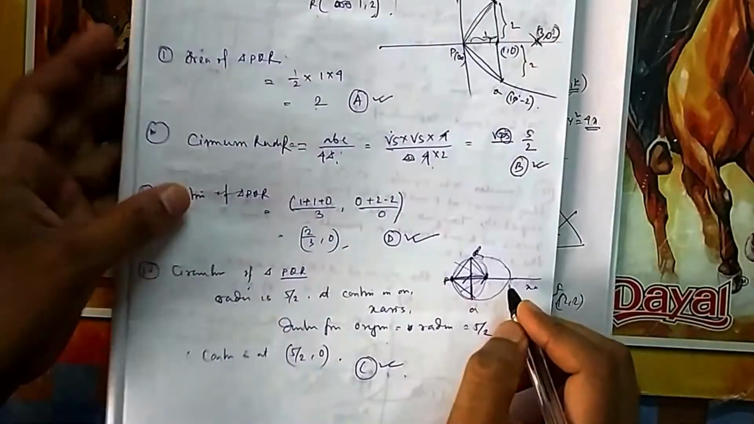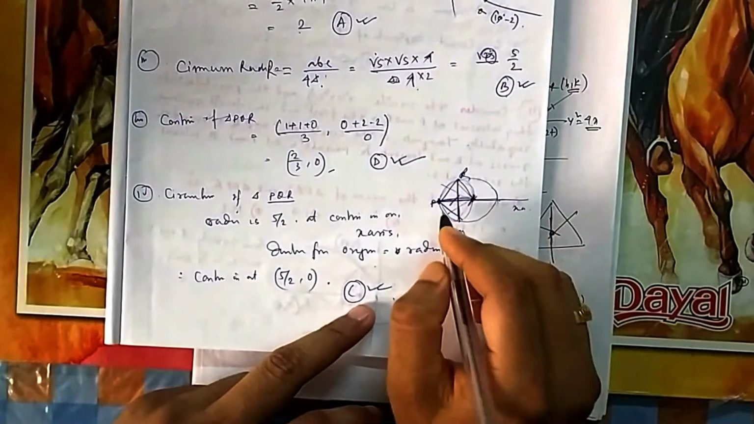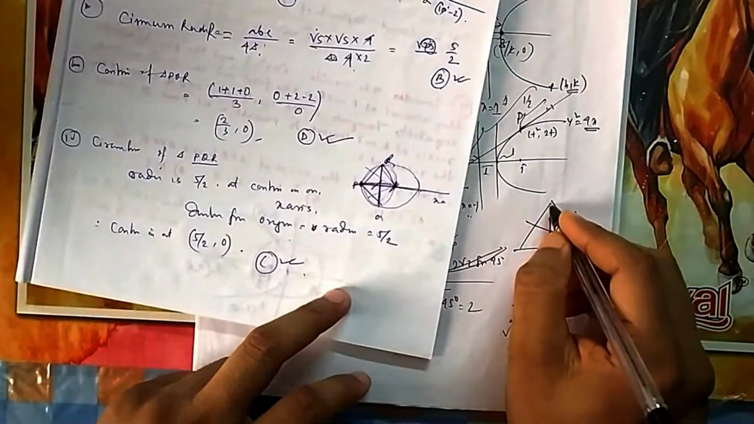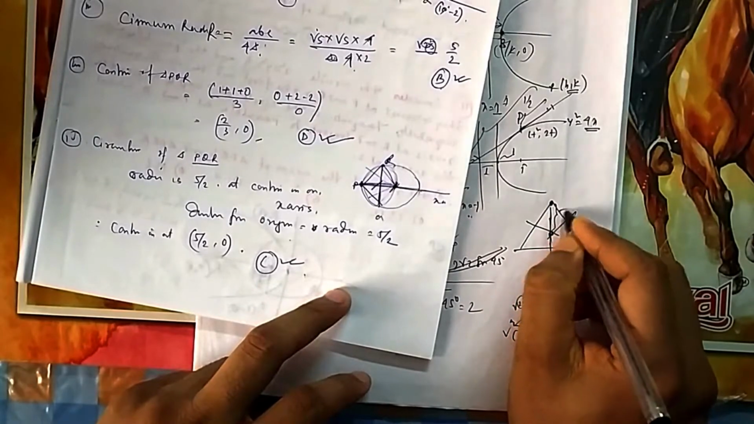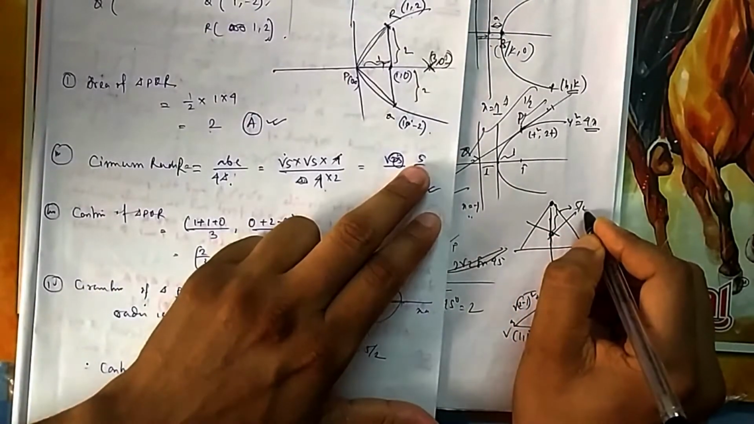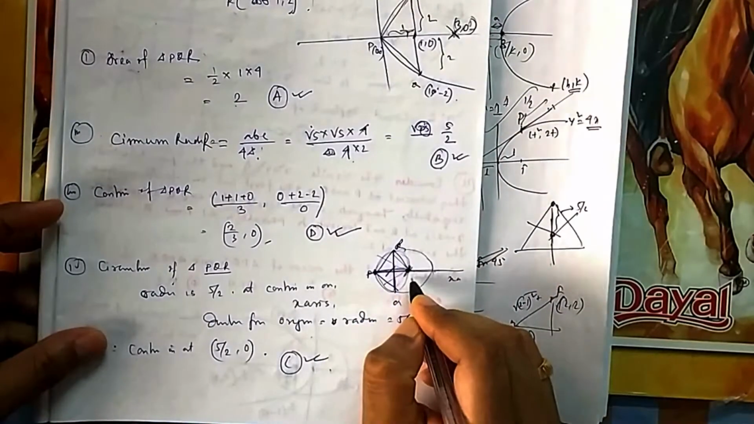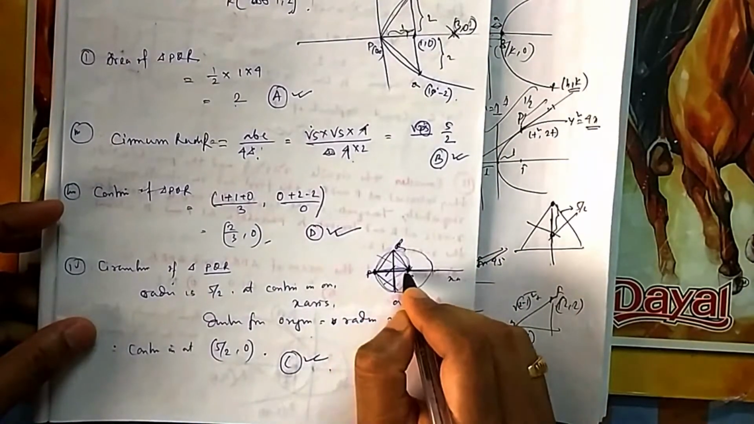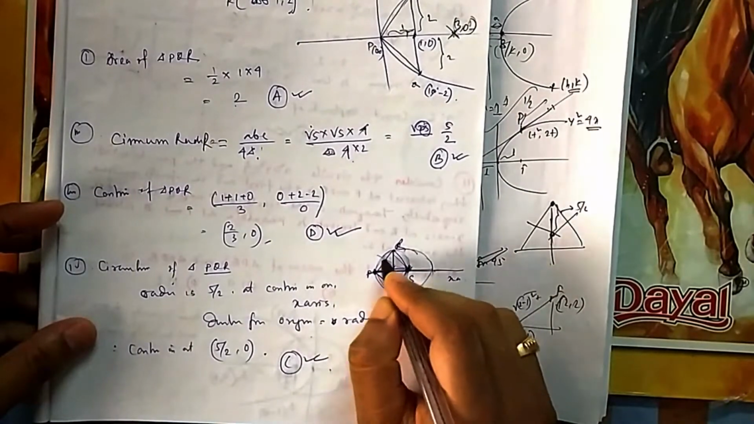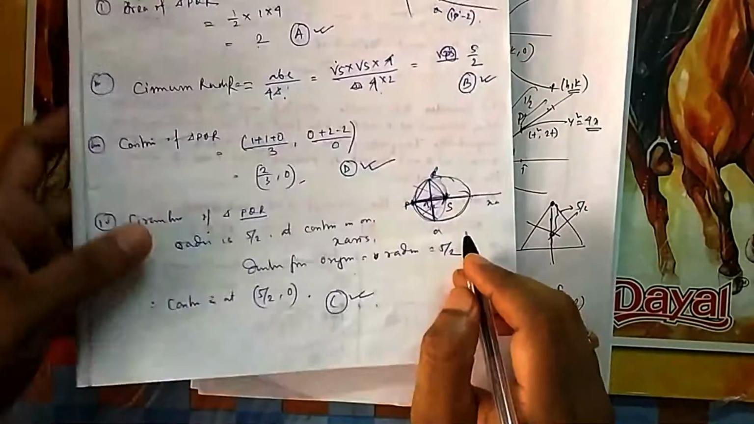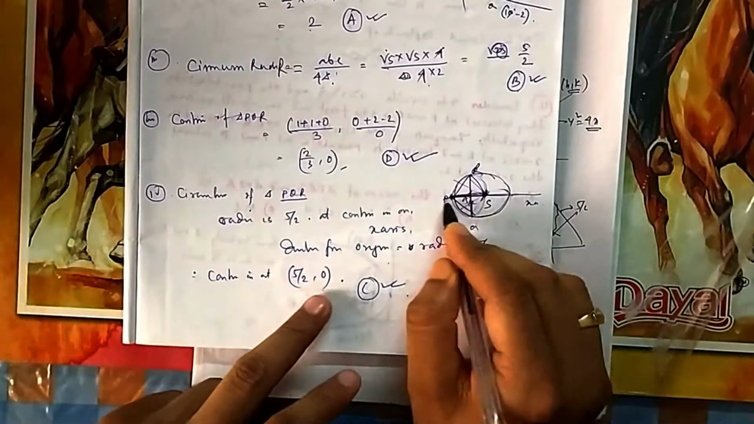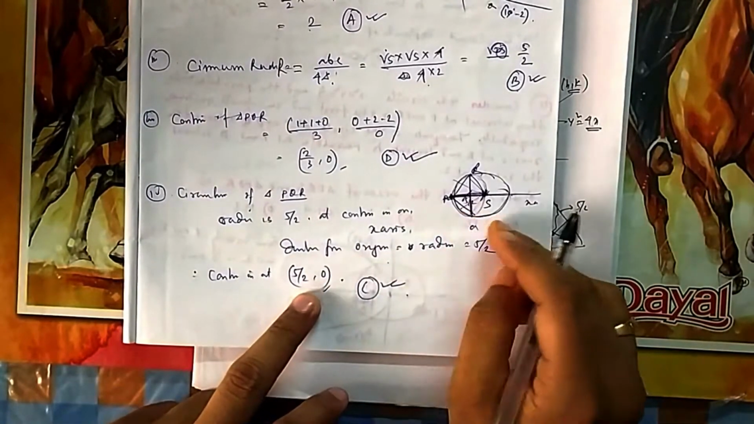If it is lying on this line, the circumradius is what? What is circumradius? This distance from the vertex, which we have calculated as 5 by root 2. Suppose this is your circumcenter S. From here this distance should be equal to 5 by 2, because if you draw a circle this becomes the radius. So from 0 it is 5 by 2 distance, so it is (5/2, 0), and it is on this line.